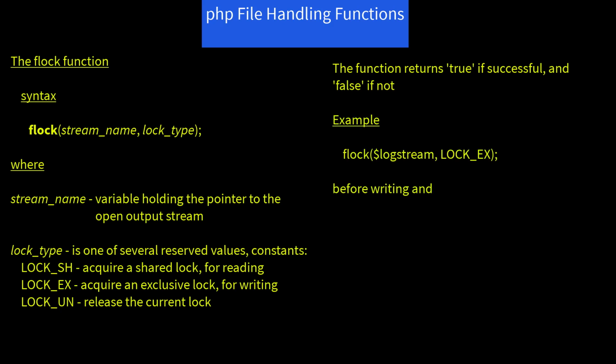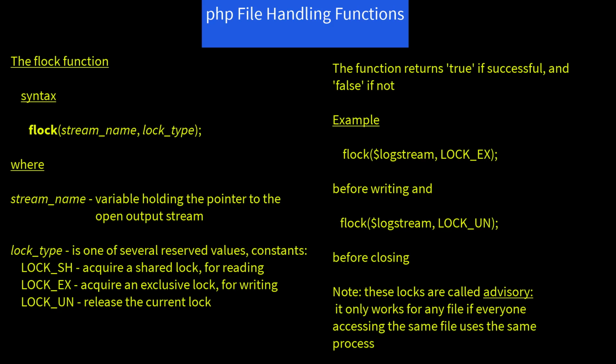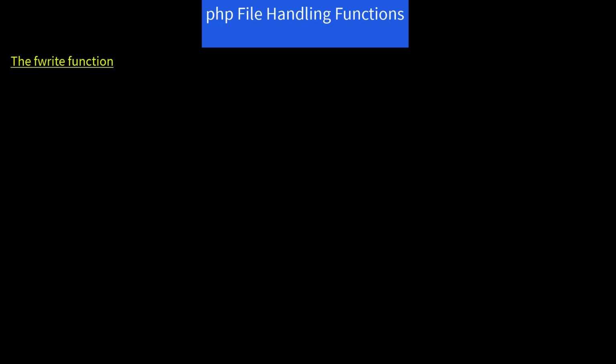So, for example, flock($log_stream, LOCK_EX) before writing, and flock($log_stream, LOCK_UN) before closing. Note, these locks are called advisory. It only works for any file if everyone accessing the same file uses the same process.